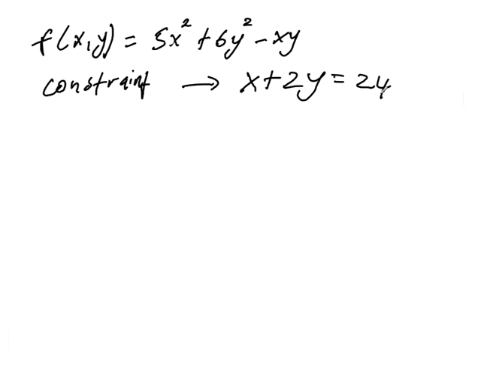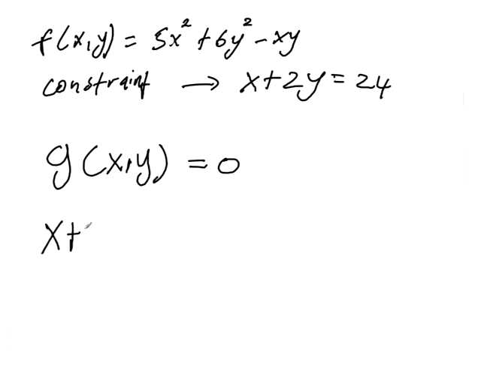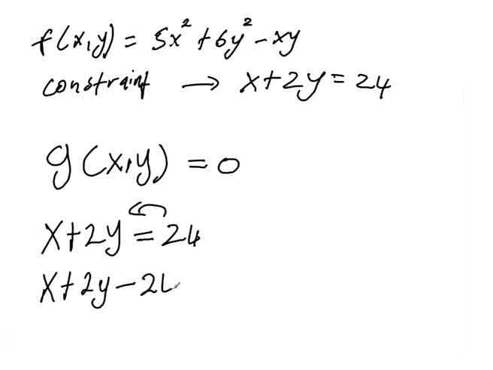First of all, you have to express the constraint in terms of an equation equals to 0 and in the form of g(x, y) equals to 0. How do we do this? The constraint x plus 2y equals to 24 then becomes x plus 2y minus 24 equals to 0.